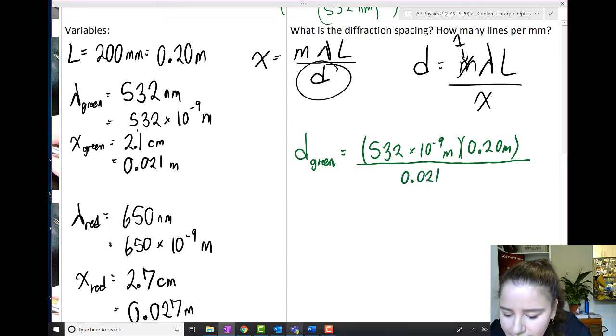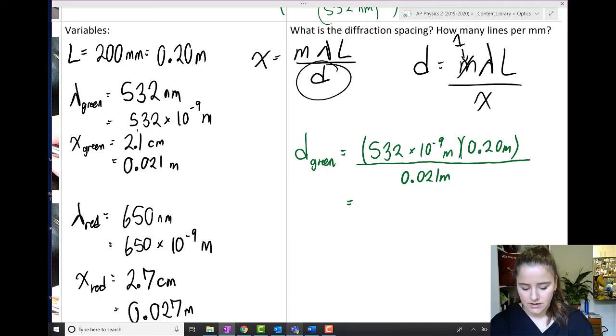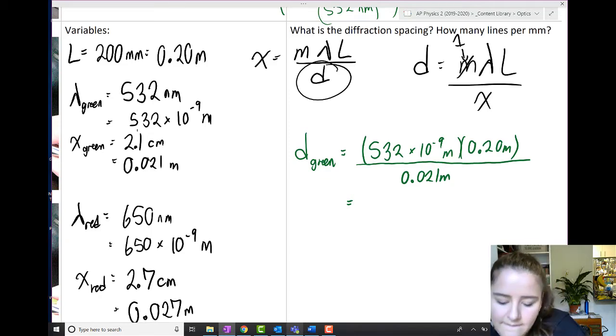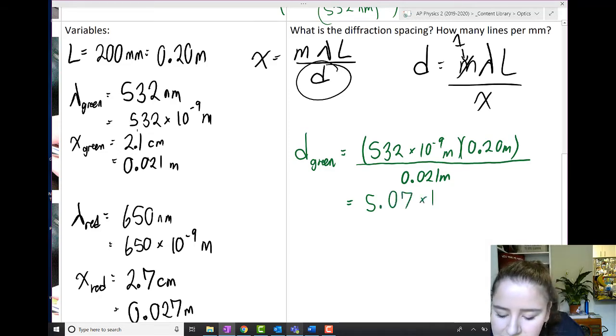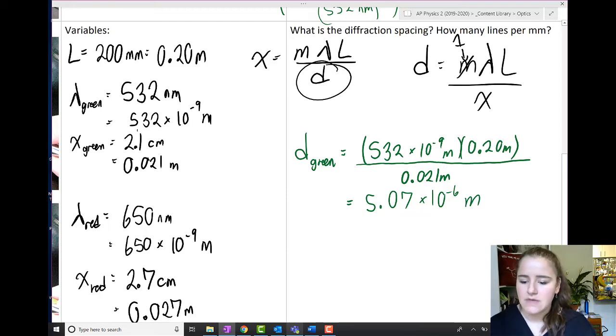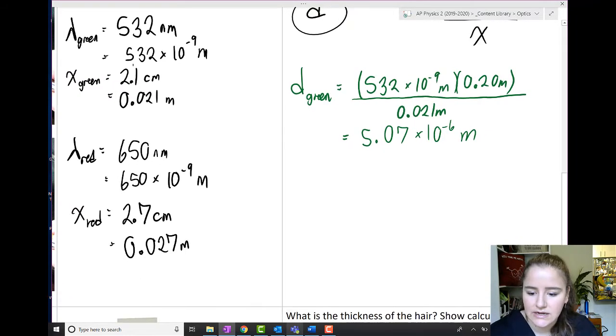And I plug that into my calculator, and I get 5.06666, so 5.07 times 10 to the negative 6 meters. Okay, not bad. Let's go ahead and see what we get using the data from the red laser pointer.